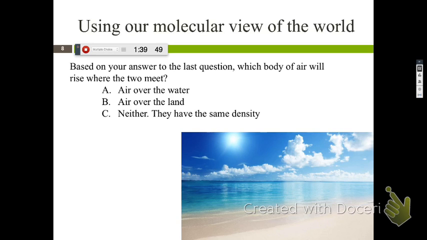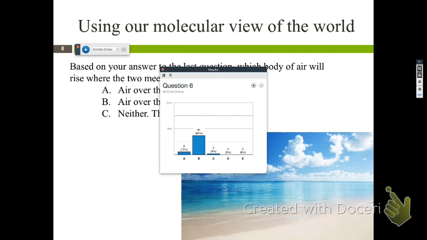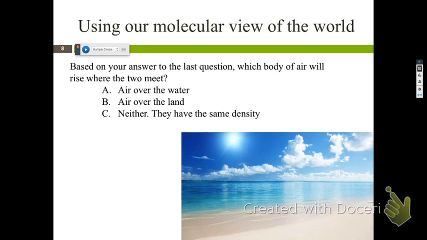That aligns with what the clickers have said for the most part. So you guys have said overall that the air over the land that is warmer, that is less dense, is going to rise. The more dense air is going to slide in and kind of take its place.